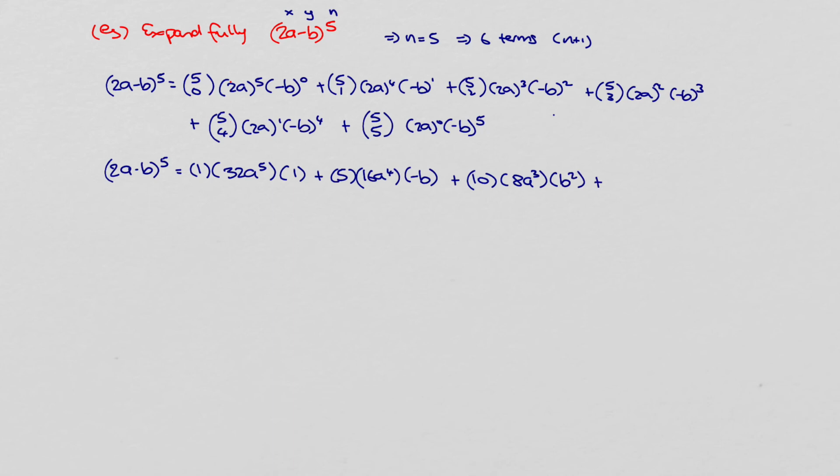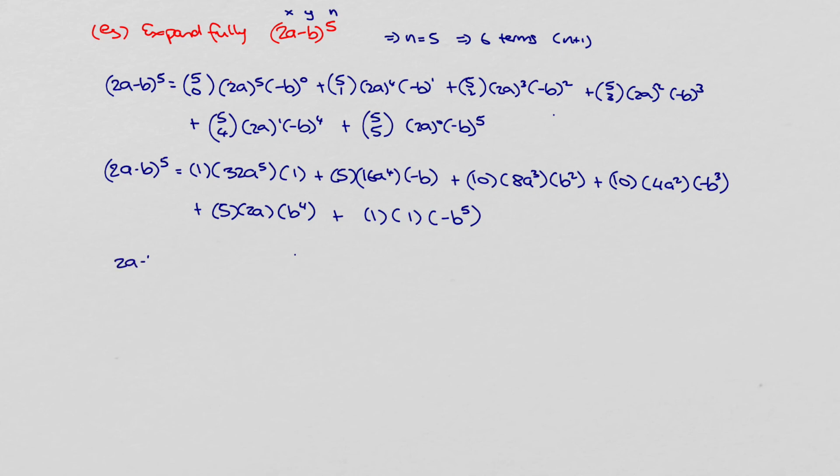5 choose 3 is 10. 2a squared is 4a squared, and minus b cubed. So that's minus b multiplied by minus b multiplied by minus b. So we have minus b cubed. And then we have 5 choose 4, which is 5 by 2a by minus b to the power of 4. And at this point you should notice that when we have a negative number raised to an even power, we always get a positive answer. And when we have a negative number raised to an odd power, we always get a negative answer. So in other words, minus b to the power of 5 is going to be negative.